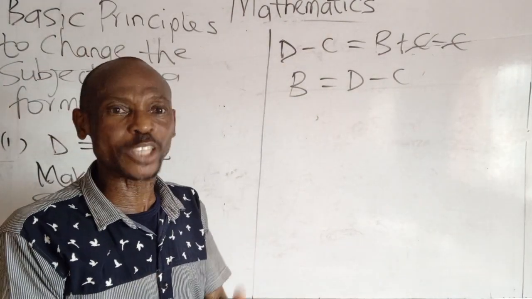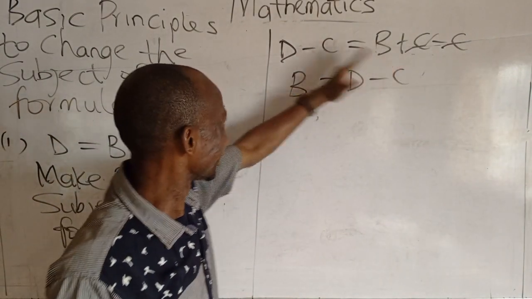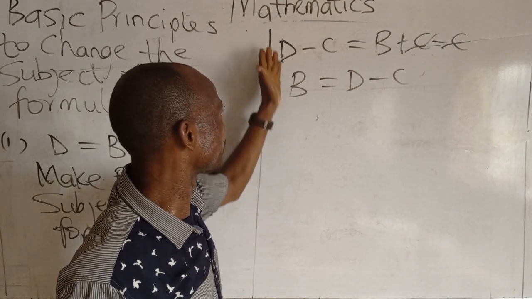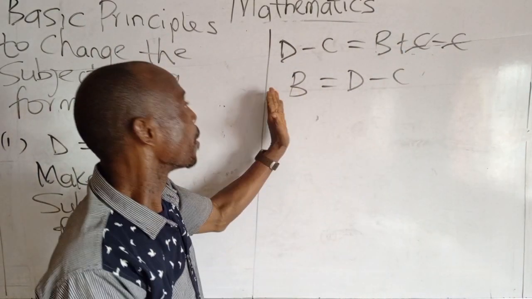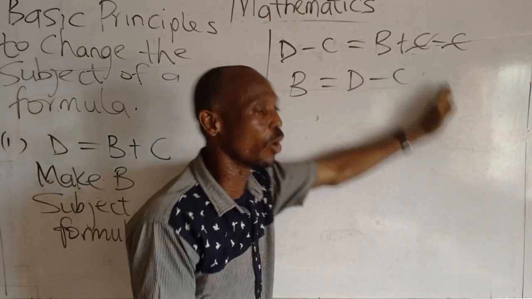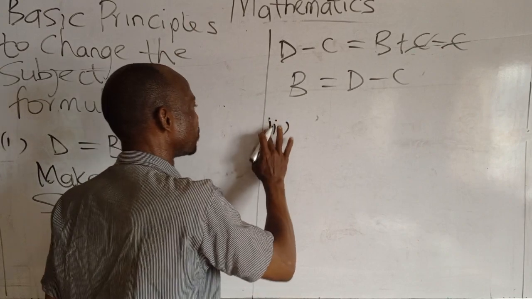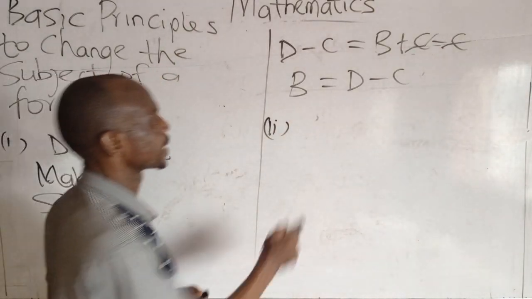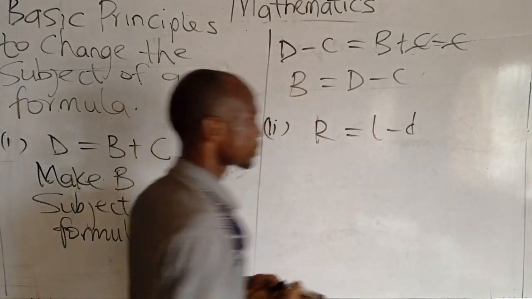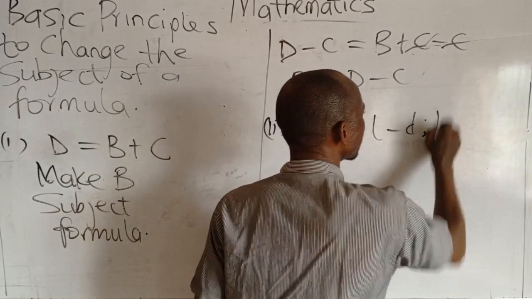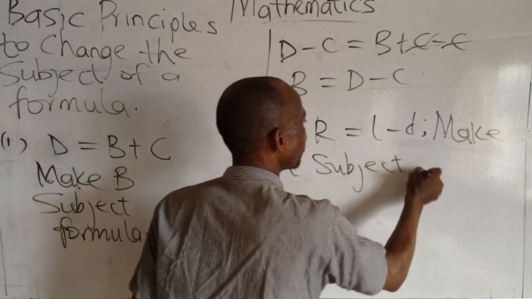Conventionally, the subject of a formula, we usually put it at the left hand side. That is why I now place the B here. So when we say D minus C is equal to B, it's the same thing as saying B is equal to D minus C. We're going to take another example as a second principle. Let me look at R is equal to L minus D. And here we are going to make L the subject of the formula.